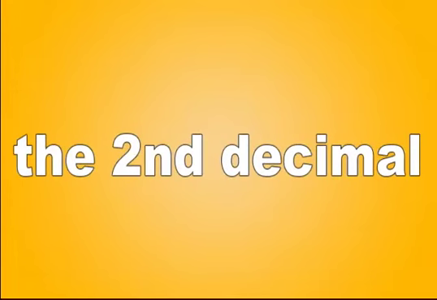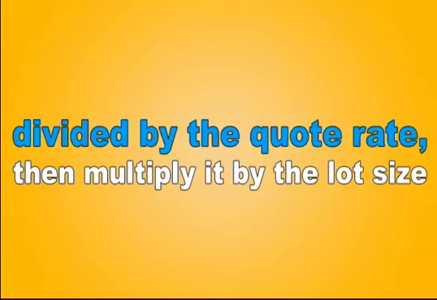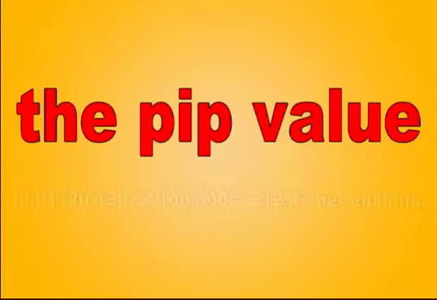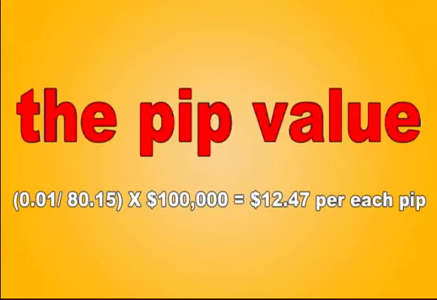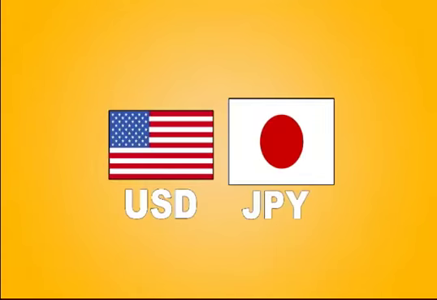When we take that and divide it by the quote rate and multiply by the lot size, we'll get the pip value. So we'll use 0.01, divide it by the current exchange rate, which is 80.15, and then multiply that by 1 standard lot of $100,000, and that will give us $12.47 per pip. So that's the value for the USD Japanese yen.